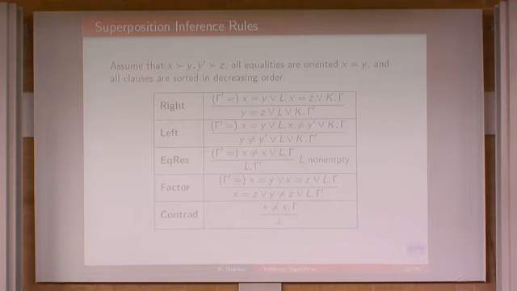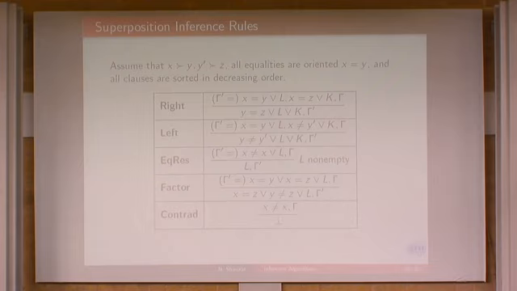So the EQ res basically says if you have something of the form x not equals x or L, you drop it. If it shows up in one of these things, you drop it, just as you did in the beginning. Factoring says that if you have x equals y or x equals z, then you basically add x equals z or y not equals z as a new clause. And contradiction is when you end up with something in the form x not equals x. So let's look at an example.